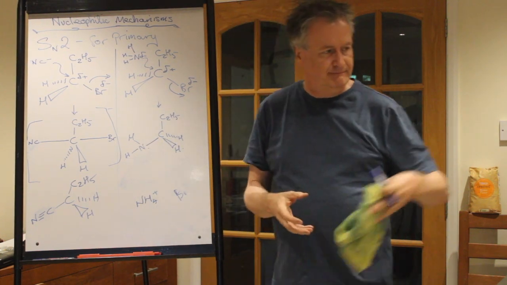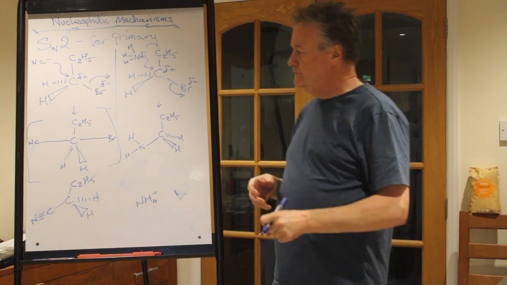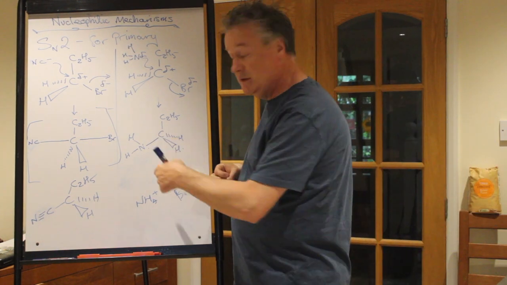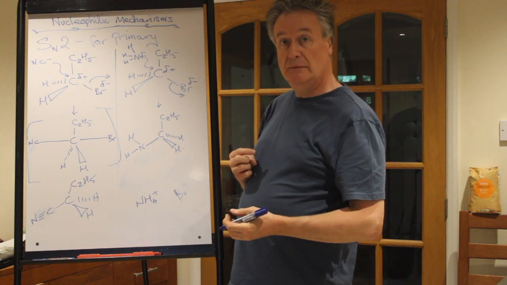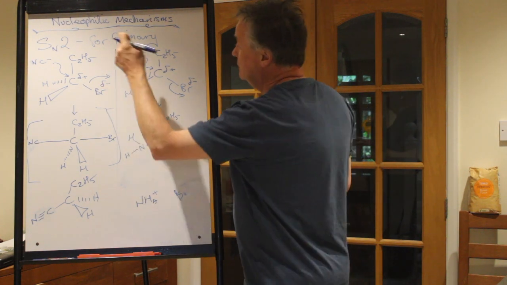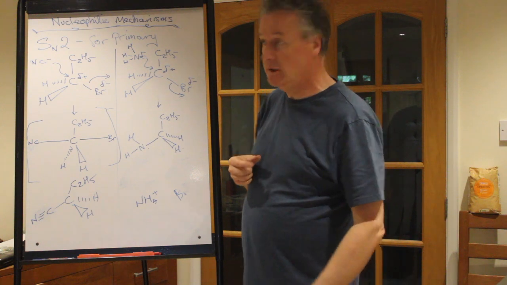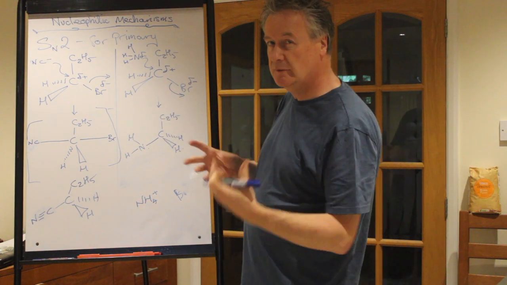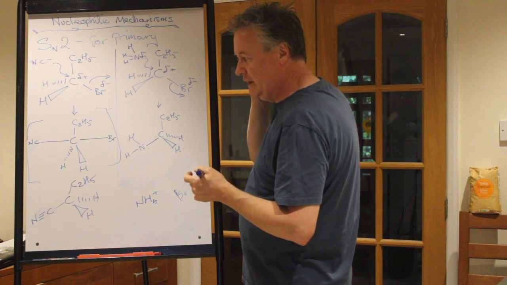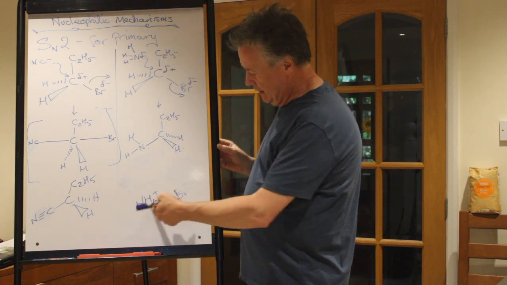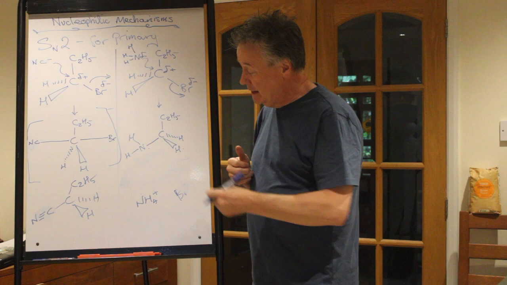Now, in some courses, you go on to do, oh well, this can then go on and substitute onto the 1-bromopropane a second time, and you get multiple substitutions. But not all courses do that, so I'm going to leave that bit out because this makes the video too long. So you get ammonium bromide and you get an amine.